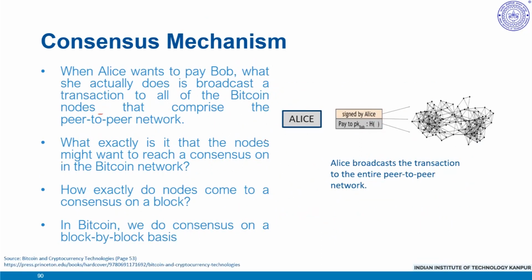Let us understand this with the help of a simple example. What does it mean in the context of a currency like Bitcoin? To understand how distributed consensus could work in Bitcoin, please recall that Bitcoin is a peer-to-peer system. So for example, if Alice wants to pay Bob, what she does is broadcast the transaction to all of the Bitcoin nodes that comprise the peer-to-peer network.